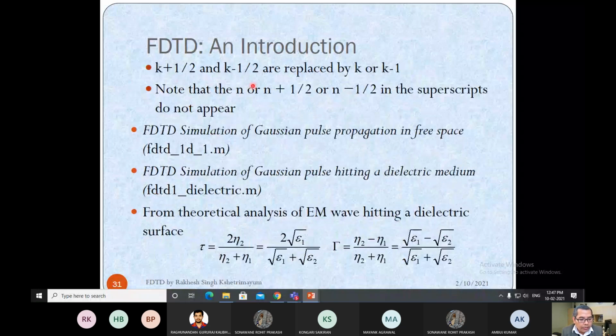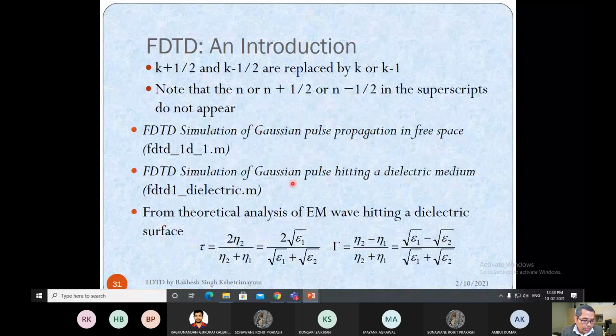So k plus half and k minus half are replaced by k and k minus 1, because we cannot have half in the index for the Ex and Hy variables. Similarly, n plus half and n minus half. Okay, so we can do simulation of Gaussian pulse propagation in free space.